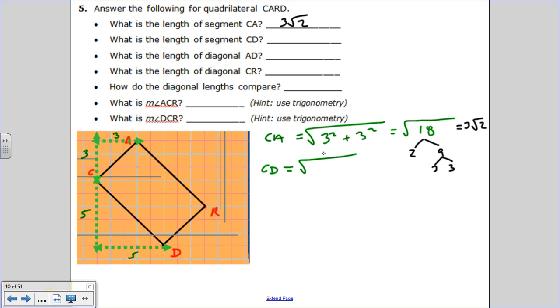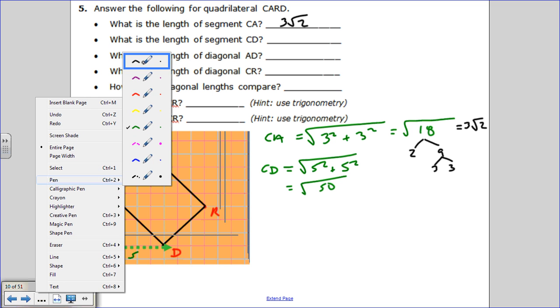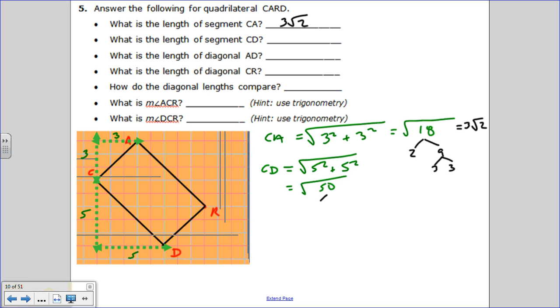Alright, so it would end up being the square root of 5 squared plus 5 squared, which would end up being the square root of 25 plus 25, which is the square root of 50. And then you would have to simplify the square root of 50, which would be 2 times 25, and 25 is 5 times 5. So it'd be 5 root 2.